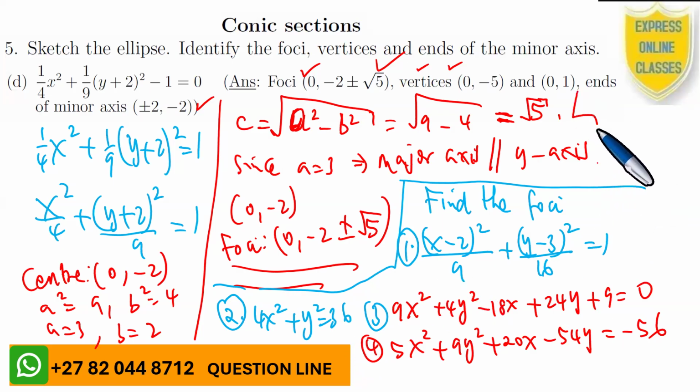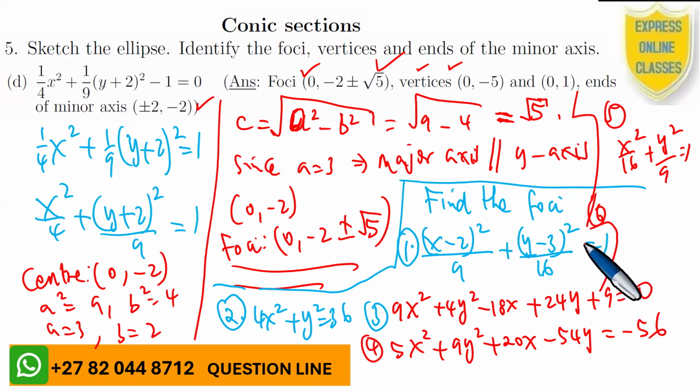Number 5, which is x squared over 16 plus y squared over 9 equals 1. Number 6, x squared over 25 plus y squared over 4 equals 1. So you have 6 of these, and you try everything we have given to you.